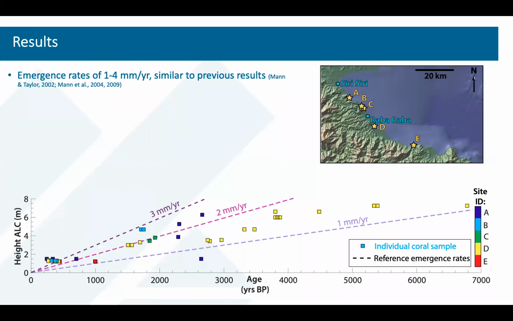So here we're looking at the height of the coral sample versus the age on the x-axis that's coming out of those uranium-thorium concentrations. And these represent the emergence rates for the coastline. So each of these dashed lines, we have 1 millimeter a year, 2 millimeters, and 3. And you can see that most of our samples indicate emergence rates of like 1.5 to 3.5 millimeters per year, which is in line with some previous results from Paul Mann and Fred Taylor.